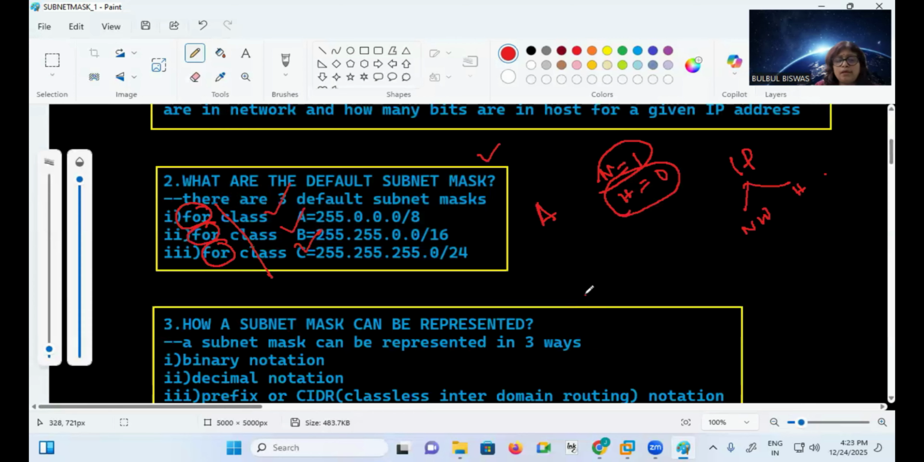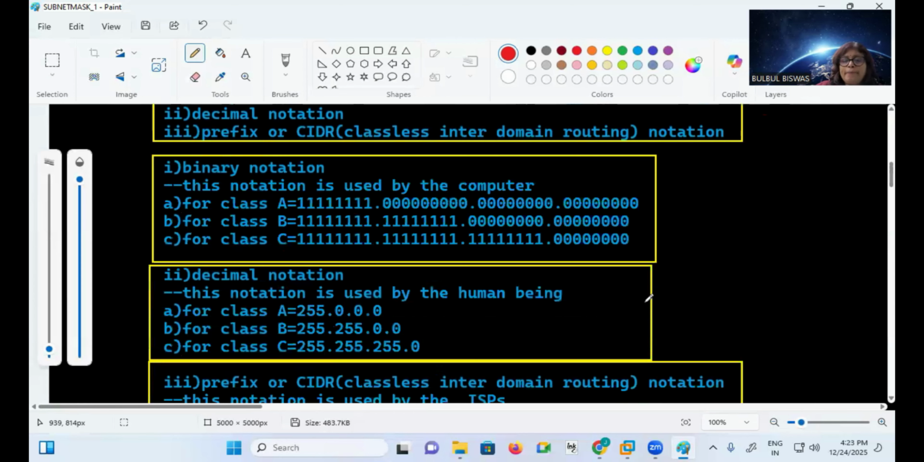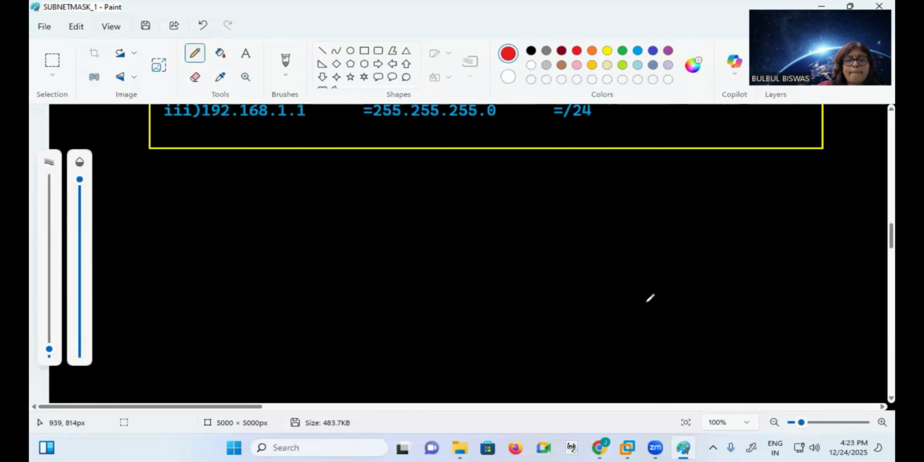Why I have used the 1. Okay. Now, the question is how it came. So, you see, observe this once.